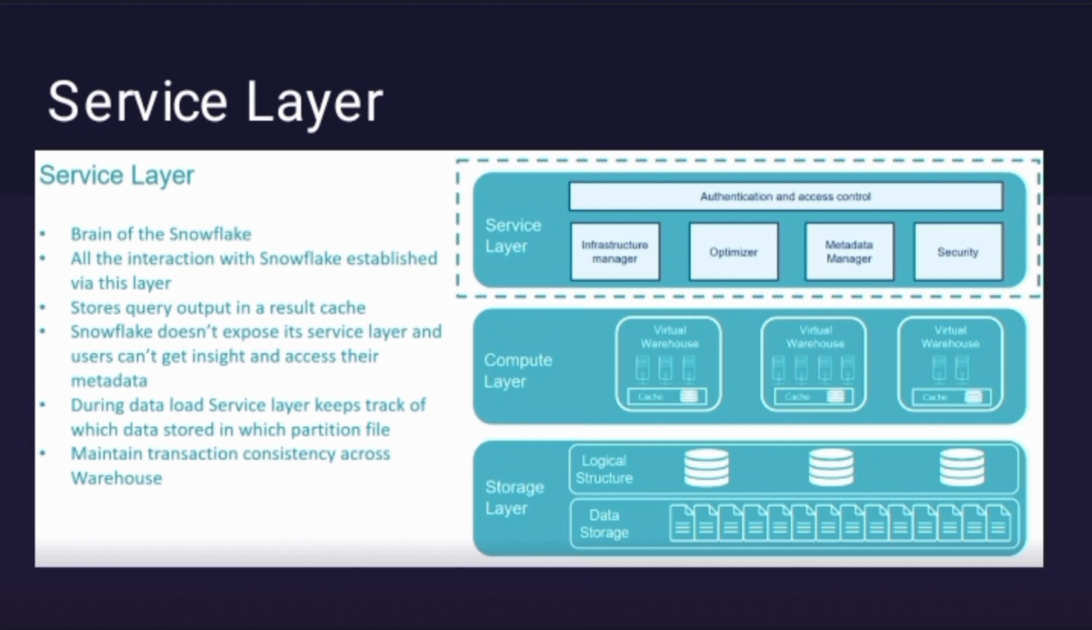Let's quickly summarize what we have learned so far. We have discussed two architectures: the shared architecture and the shared nothing architecture. Snowflake follows a hybrid type of architecture, because every architecture has its own advantages and disadvantages, as we have seen in shared nothing and shared architecture. After that we have seen the architecture layers, the service layer, compute layer, and storage layer, and we have described these individual layers in depth.